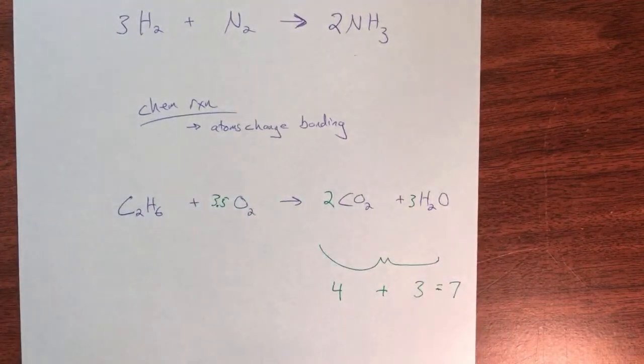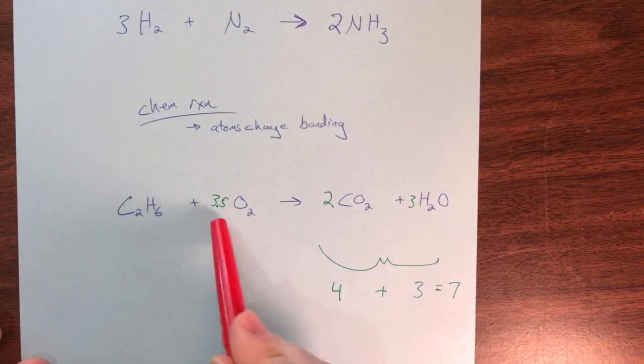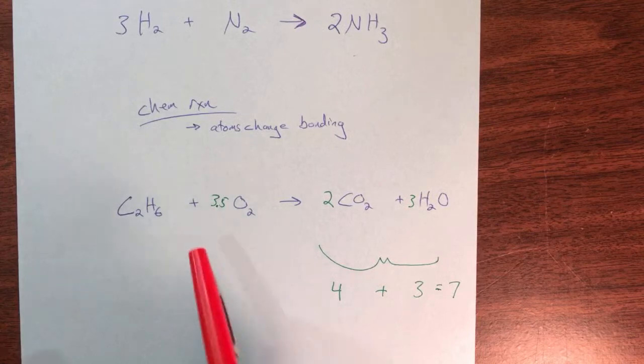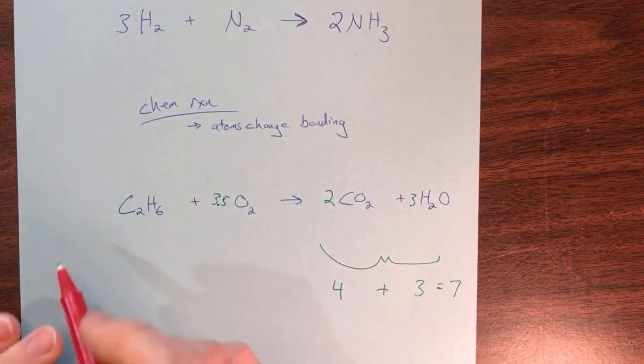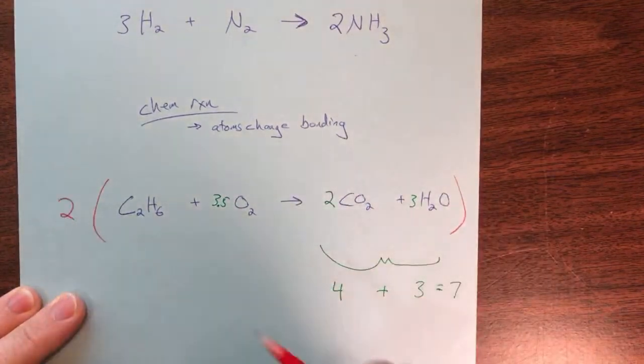But we have a problem. You can't have a 3.5 here. You can't have a decimal here. So how do we get rid of the decimal? There's one way that we can get rid of the decimal rather than start over. And that's this. We can multiply the whole thing by 2. All right, let's multiply the whole thing by 2.